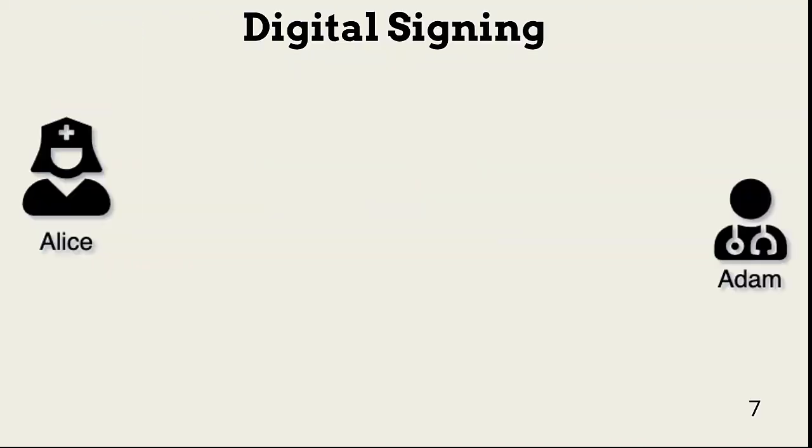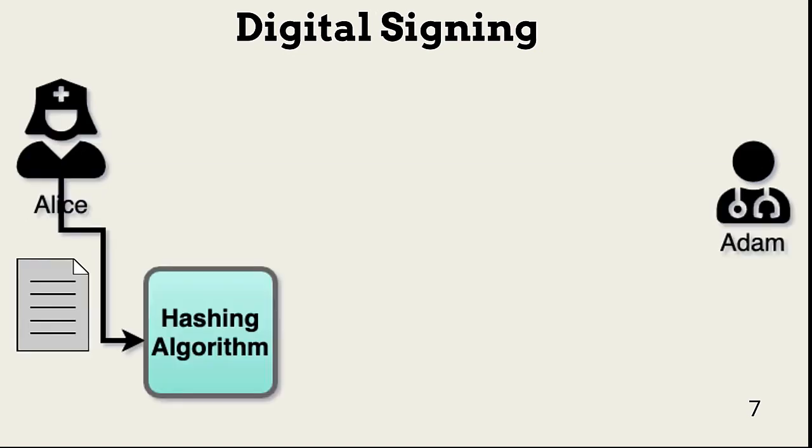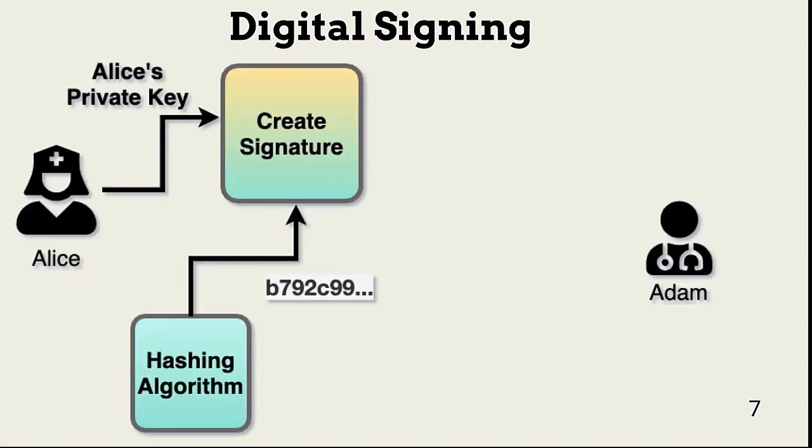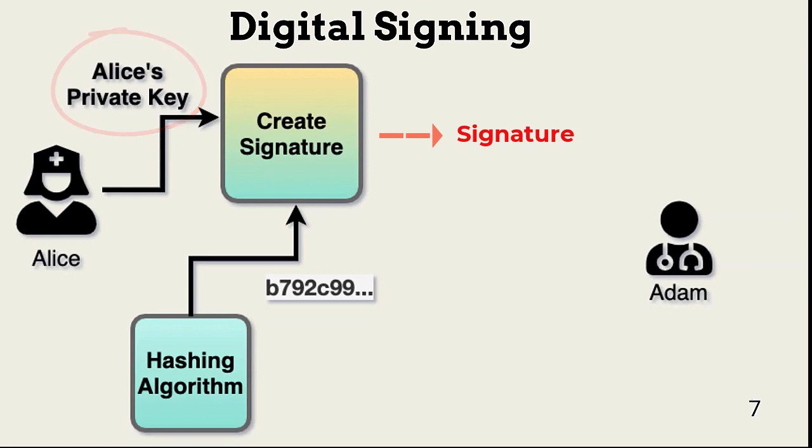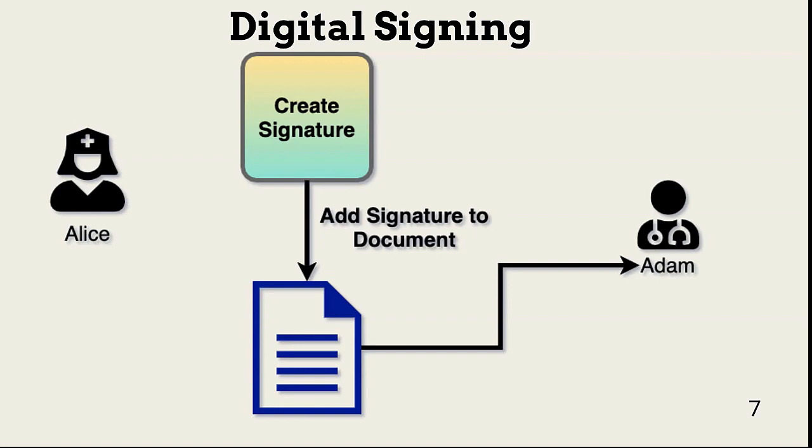Message integrity and digital signing are related, and they help to validate message content and the identity of the sender. Alice runs the message through a hashing algorithm to create what's called a message digest. To create a digital signature and protect the message hash, Alice uses her private key to encrypt the message digest. The encrypted digest is the digital signature. The signature is added to the document, and the document is sent to Adam.